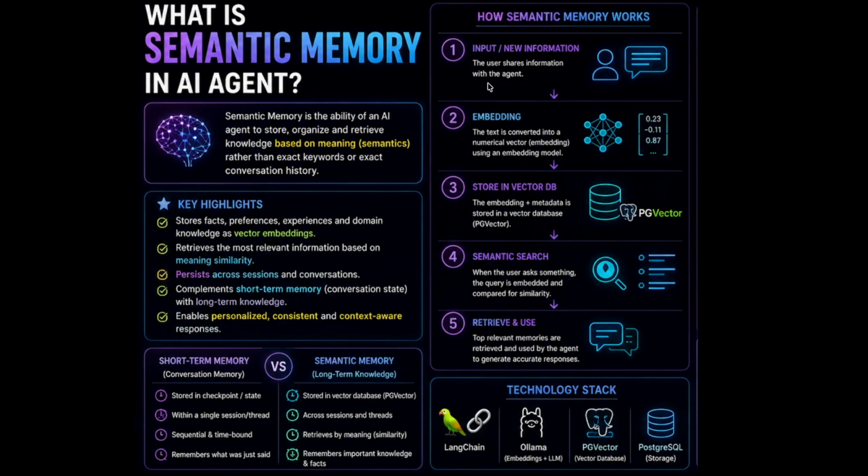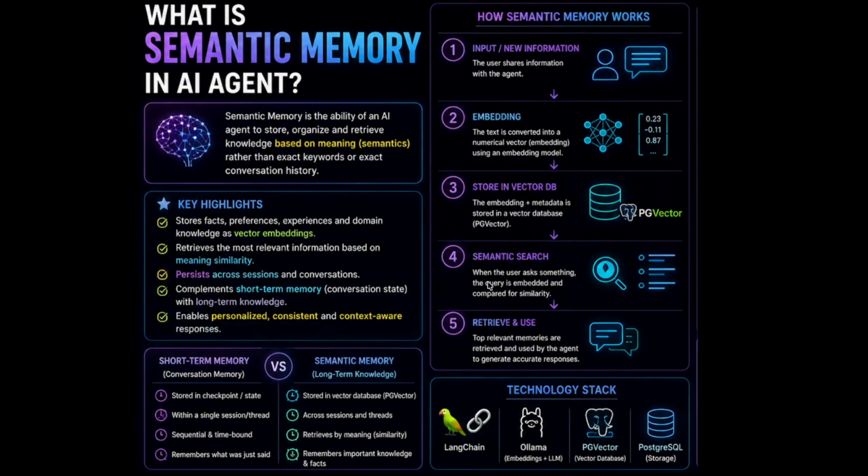So let's see how it works. As a user, if I share some information with the AI agent, it first converts it into an embedding. Text is converted into an embedding, that is a numerical vector, using an embedding model. Here we are using one of the Ollama embedding models. You can use any other embedding model. There are multiple embedding models available in the market, and once it generates embeddings, it stores them in the vector database, that is PG vector in our example.